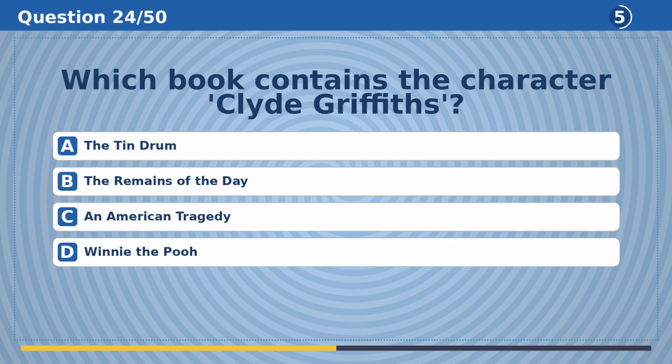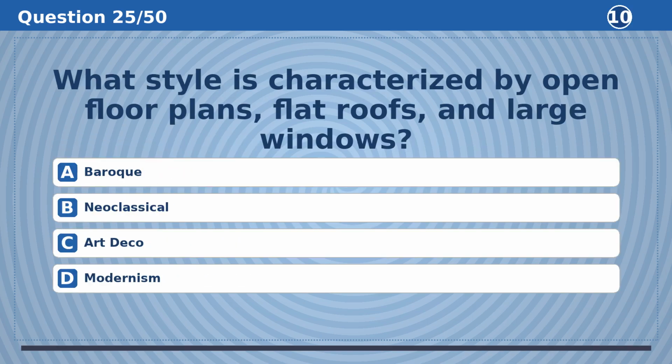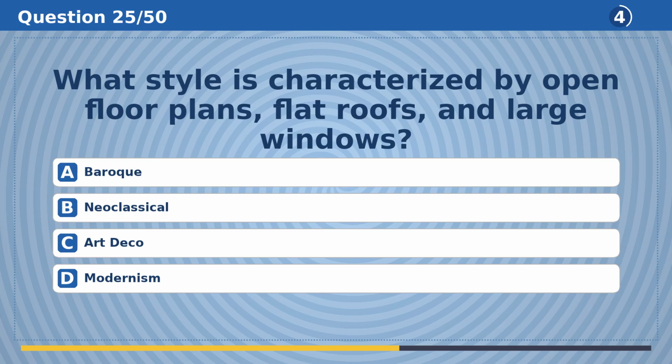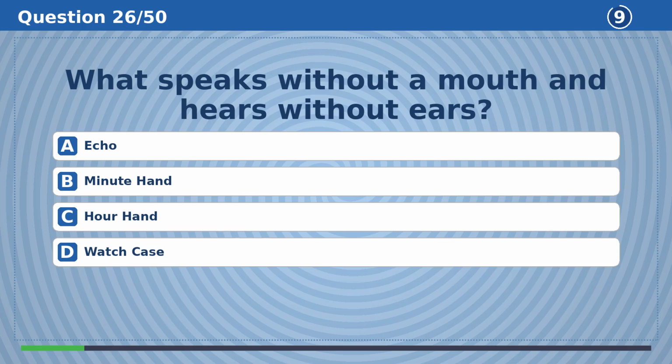Which book contains the character Clyde Griffiths? The answer is C, An American Tragedy. What style is characterized by open floor plans, flat roofs, and large windows? The answer is A, Baroque.